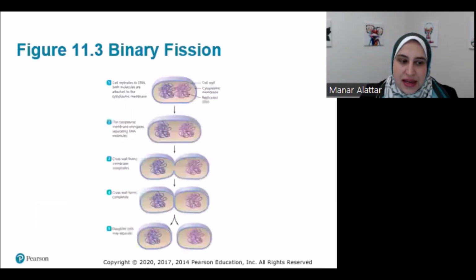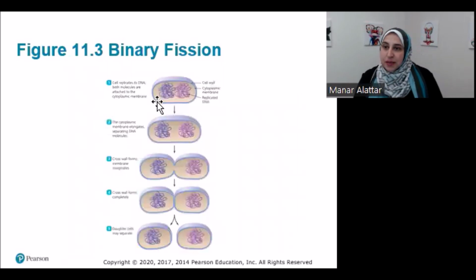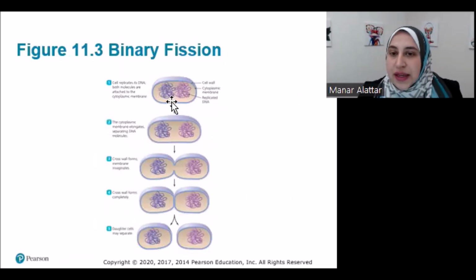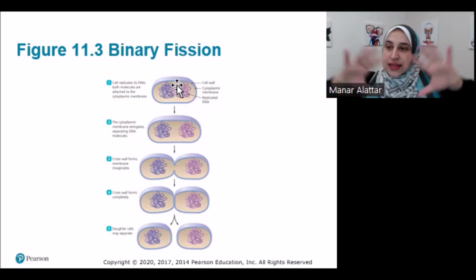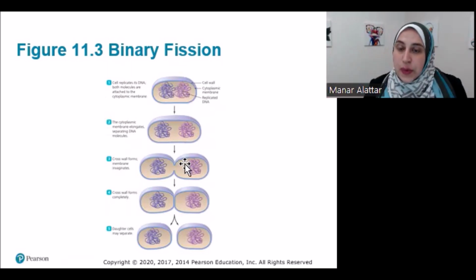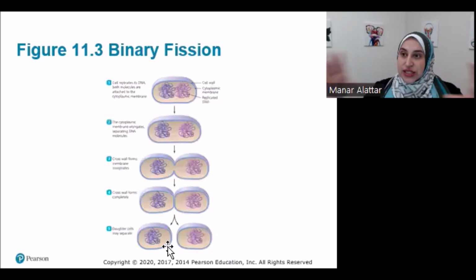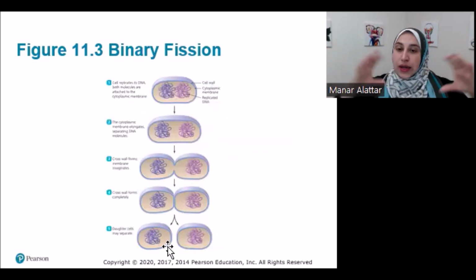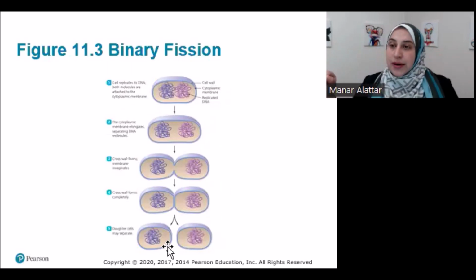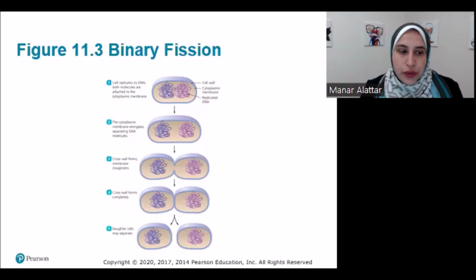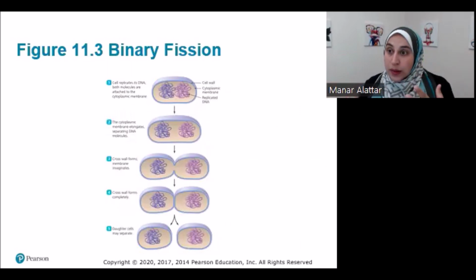Okay. And here's a diagram that shows you that same process, where we have replication of the DNA, and then separation of the DNA to various poles, and then you have the separation of the daughter cells from one another, and then that can just continue on and on, where each daughter cell then goes through binary fission, and you can see how that would lead to exponential growth within that population of clones.